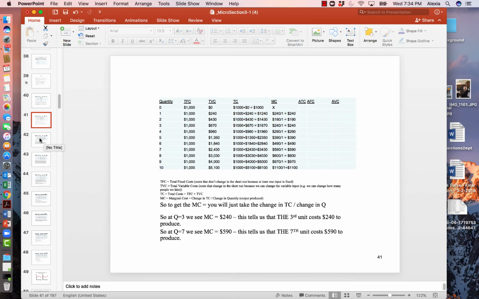Okay, if we want to know what the extra cost is to produce the second unit of output, we would take how much our cost changes from here to here, so 190, divided by the change in the output. I've just made it increments of 1. So that would be 190. That tells us that by producing 1 more unit of output, from 1 to 2, the extra cost is $190. And then we just keep on going down.